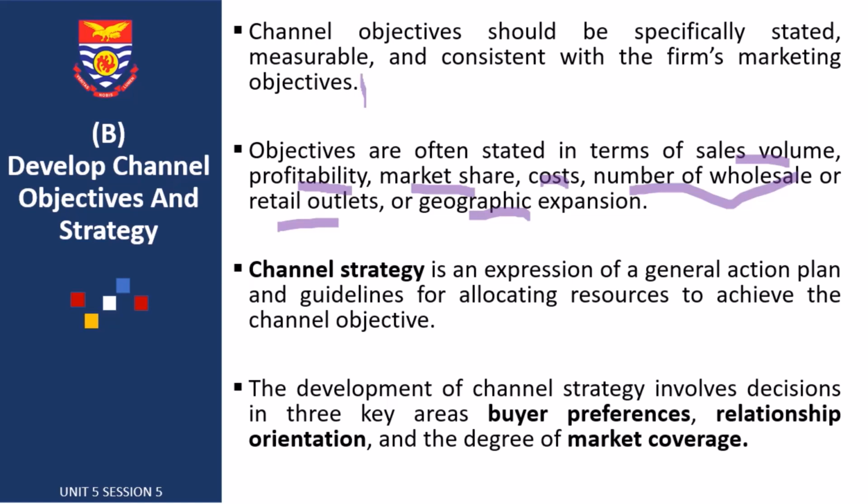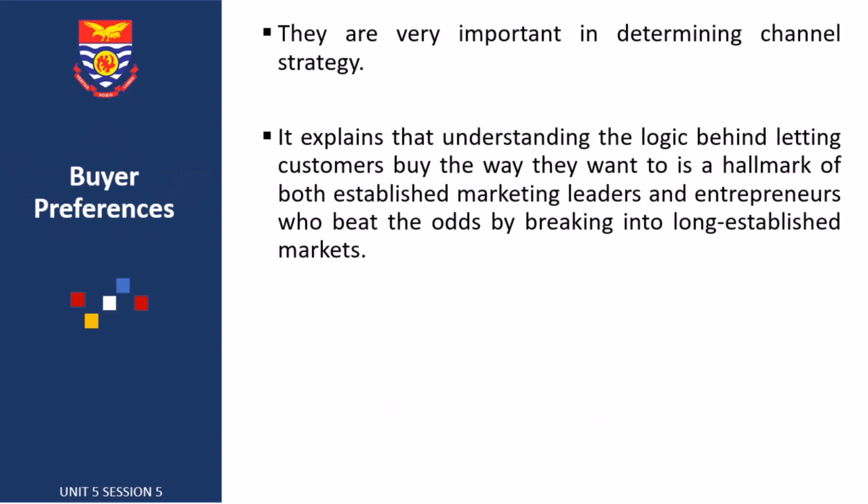The development of channel structure involves decisions in 3 key areas. In coming up with a channel strategy, there's a need for a marketer to consider 3 key areas: the buyer preferences, the relationship orientation, and the degree of market coverage. We will look at them. Buyer preferences.